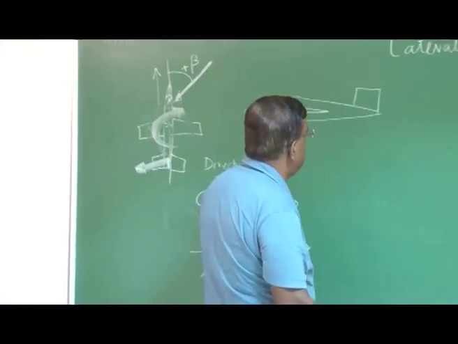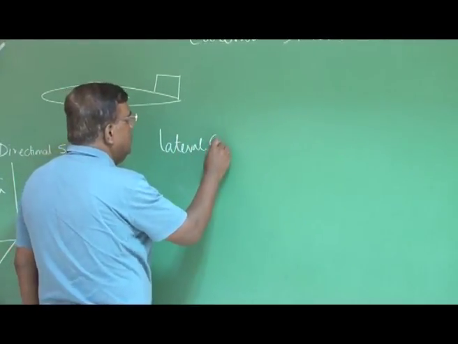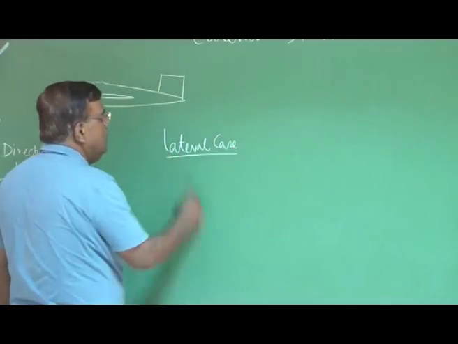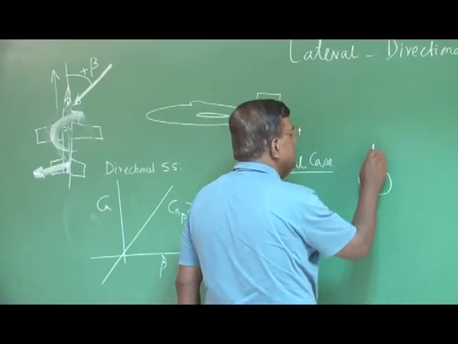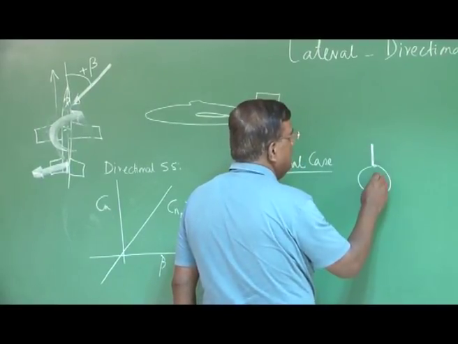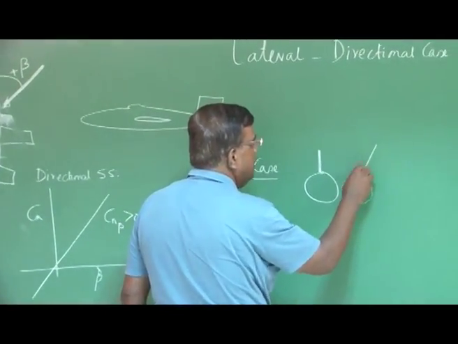For the lateral case, the understanding is this: suppose I am looking from the back and this is my vertical tail, and because of some reason it has developed a bank.